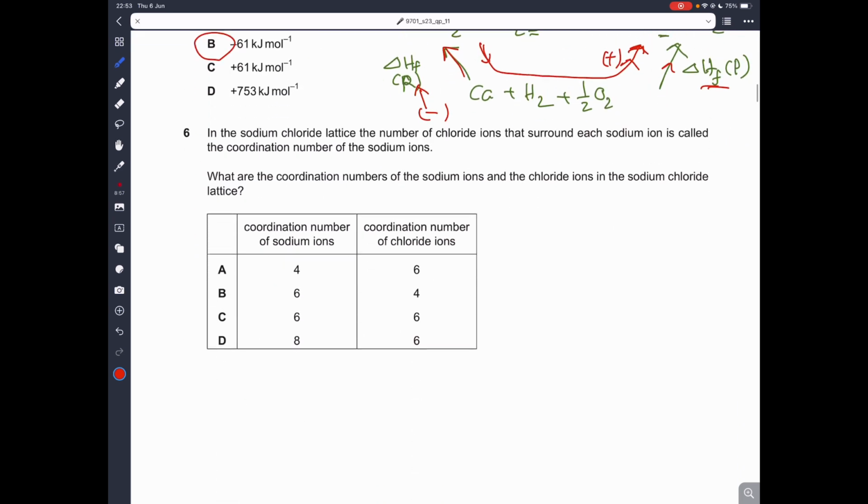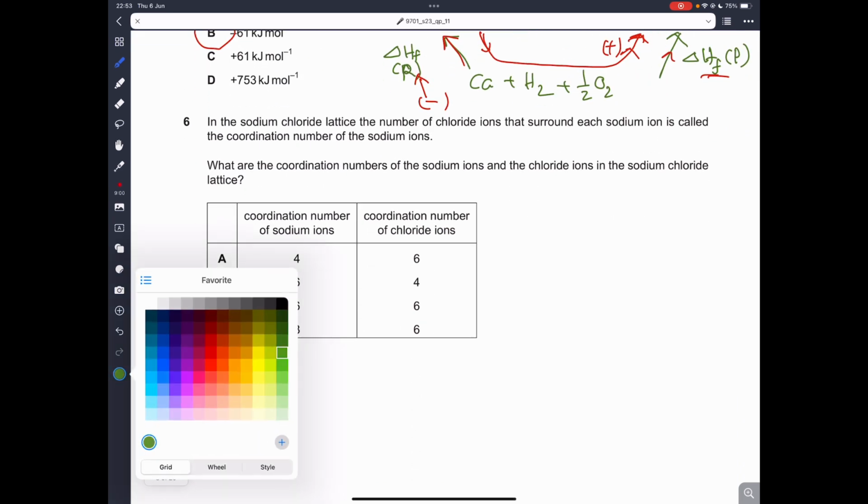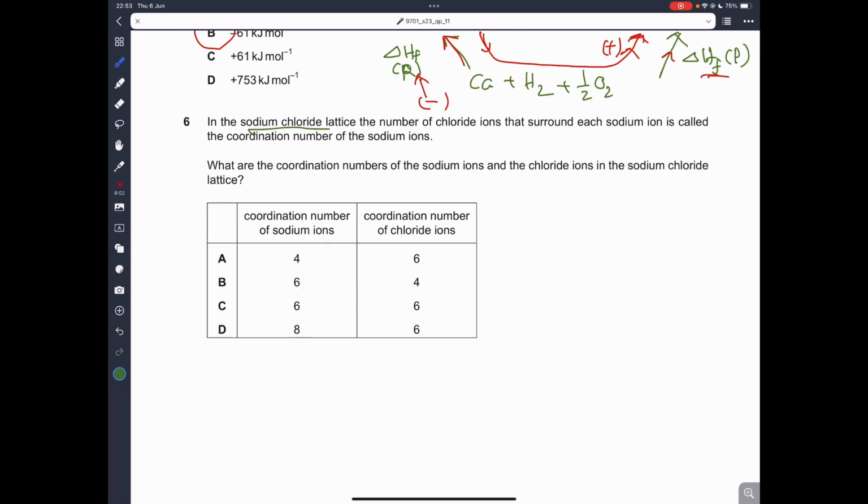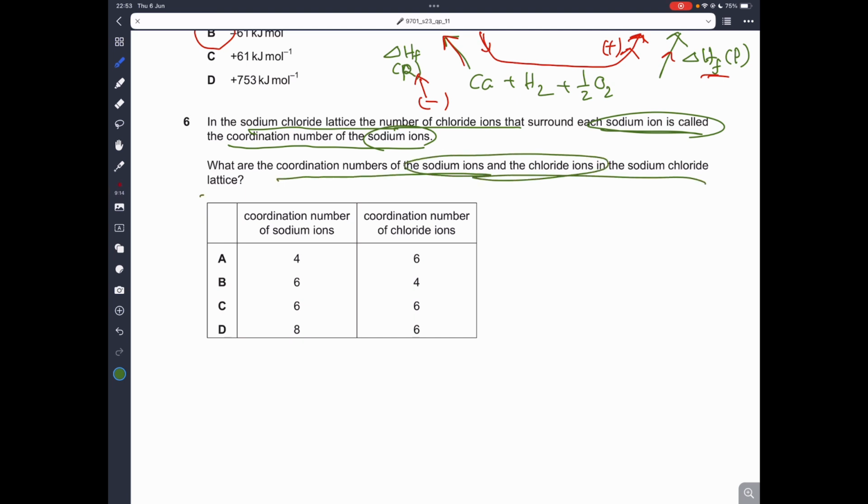Right. Question number 6. In sodium chloride lattice, the number of chloride ions that surround each sodium ion is called the coordination number of sodium ions. What are the coordination numbers of sodium ions and chloride ions in sodium chloride lattice?